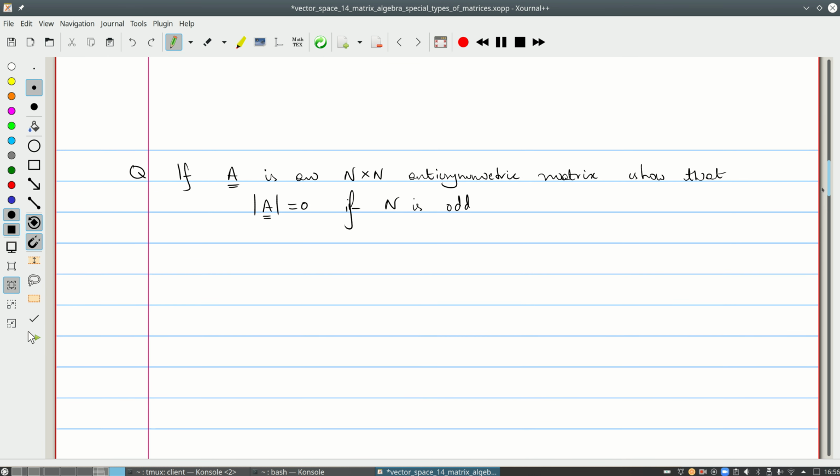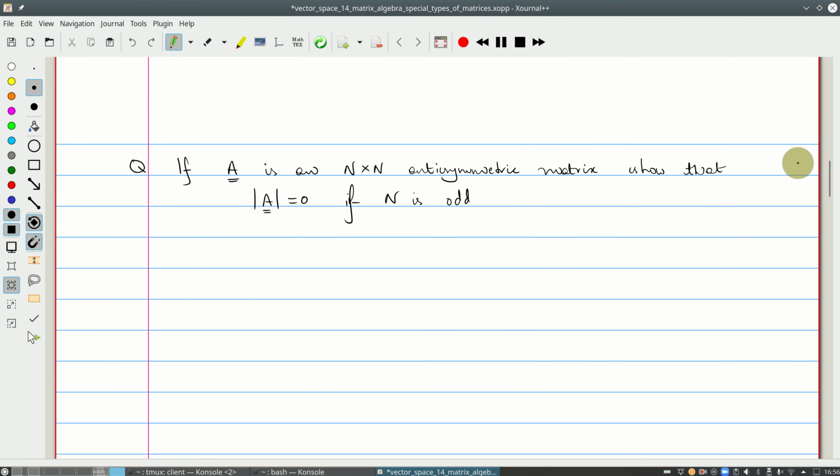Now here's a question which is actually solved in Riley, Hobson and Bence. Let's try and solve it here. If A is an n by n antisymmetric matrix, show that the determinant of A is 0 if n is odd. Before looking at the answer, pause the video here and try and show it yourself.